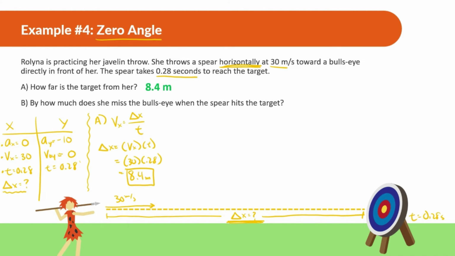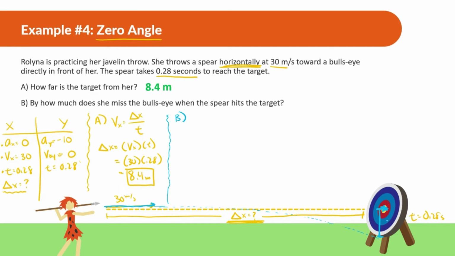Okay. All right. Part B. By how much does she miss the bullseye when the spear hits the target? Okay, so we should know, even though she's aiming directly at the bullseye, as she throws it, it's going towards the bullseye, but it's going to start going down. It's going to go lower. So even though she's aiming at the bullseye here, it's not going to hit the bullseye because gravity is going to be pulling it down. Okay?